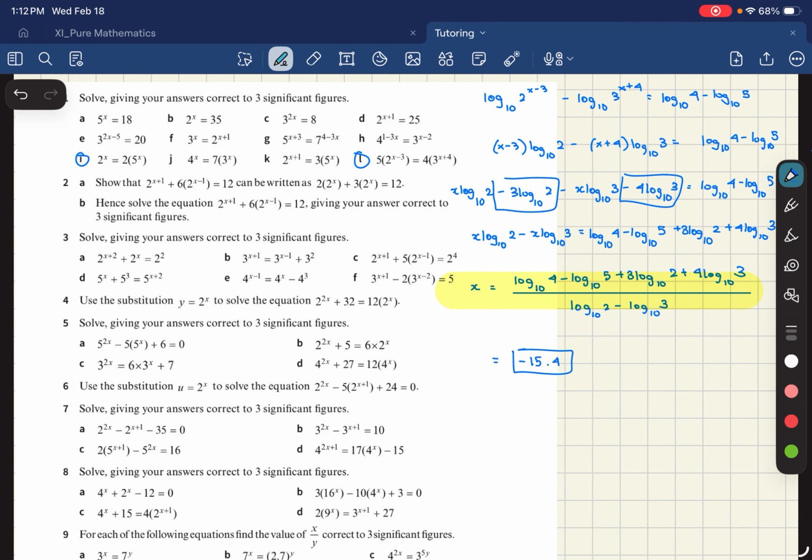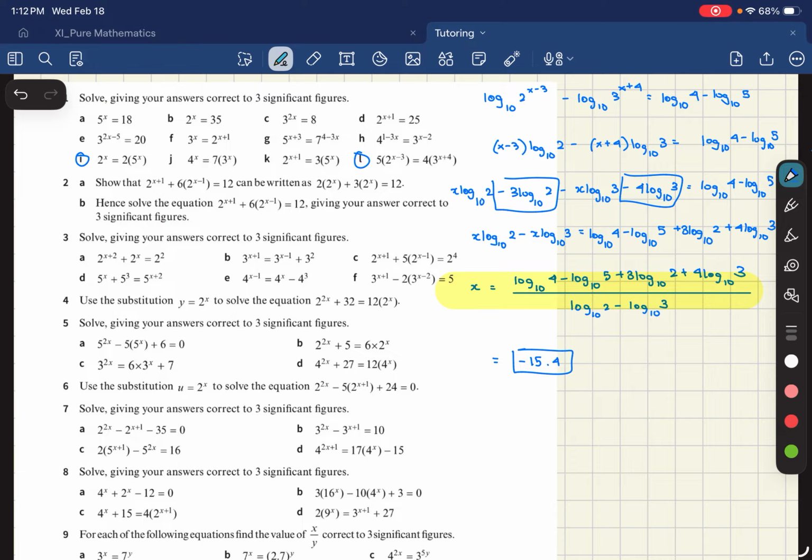And you can always substitute it back. So 5 times 2 to the power of your answer minus 3 is some value, and 4 times 3 to the power of your answer plus 4 should give you the same value. When you substitute back, you can see that both sides simplify to 1.429 times 10 to the power minus 5. So you always want to substitute back to check. And that is how you solve exponential equations for part 1.